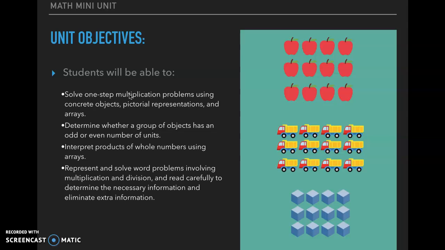The unit objectives. Students will be able to solve one-step multiplication problems using concrete objects, pictorial representations, and arrays, determine whether a group of objects has an odd or even number of units, interpret those products using the arrays, and then use that information to create a word problem using multiplication and division. This time we only focused on multiplication, and then reading carefully to determine if the information is necessary and eliminating any extra information.